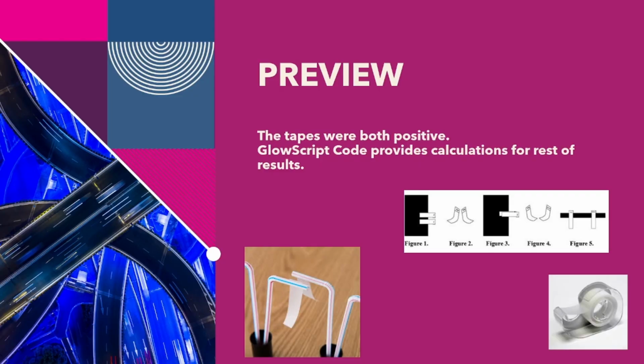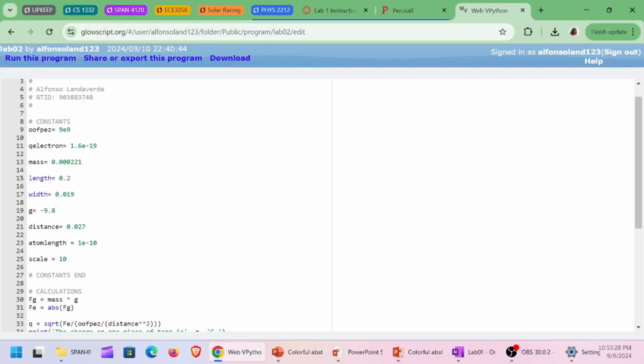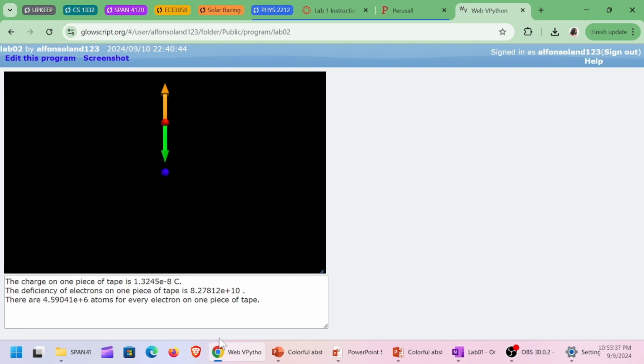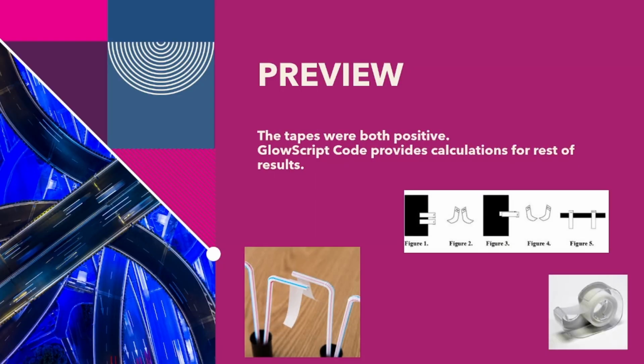So let's start from the back, as far as this lab goes. The tapes ended up both being positive, and the GlowScript code provides calculations for the rest of the results. So here we have our GlowScript code, and when we run it, we get this. I'll explain the code in a moment, when we get to that section. The rest of the results are that the charge of the piece of tape is 1.32 times 10 to the negative 8th coulombs, the deficiency of electrons on a piece of tape is 8.278 times 10 to the 10th, and there are 4.59 times 10 to the 6th atoms for every electron on one piece of tape. We'll get into how we were able to find that using this code in a moment.